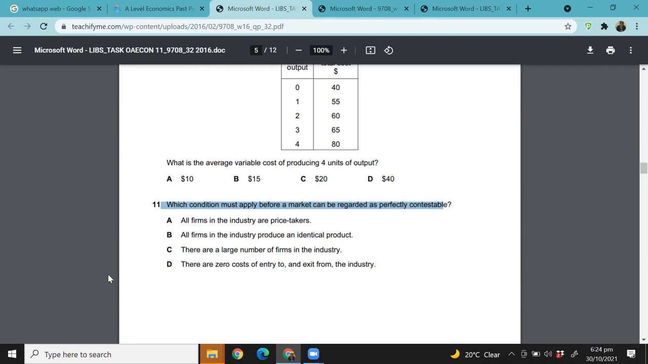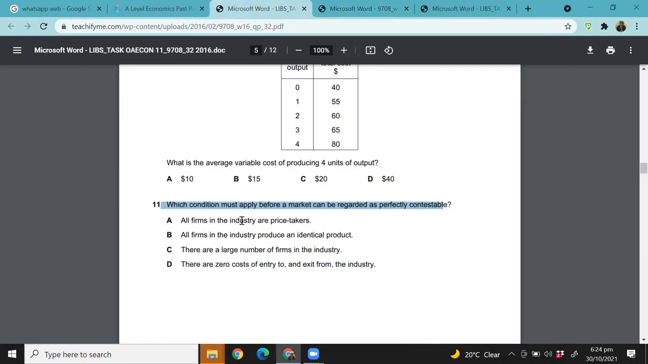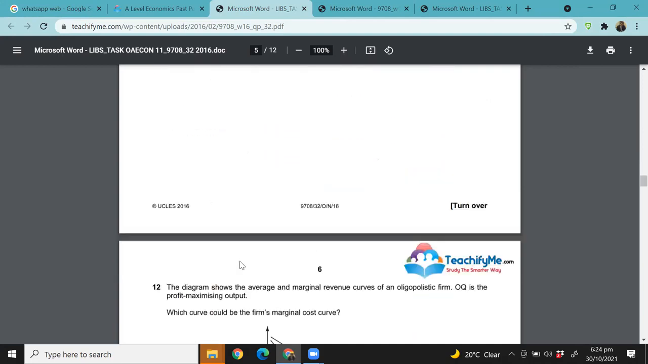Right. So what do you think is the answer for 11? Their answer should be D. Absolutely. The answer should be D. So 10 is A and 11 is D. Very good. Excellent. Next question.